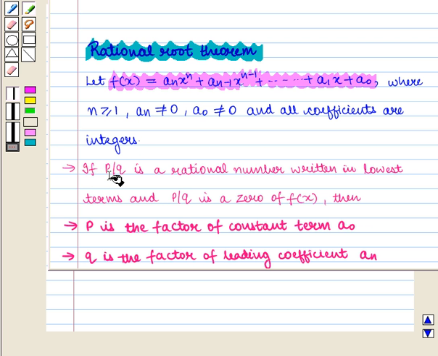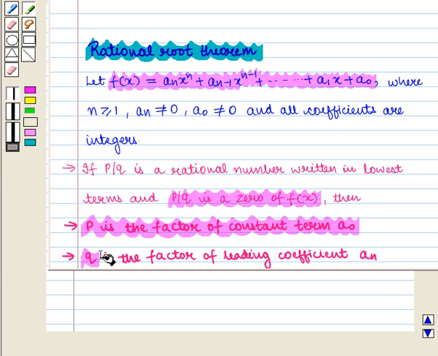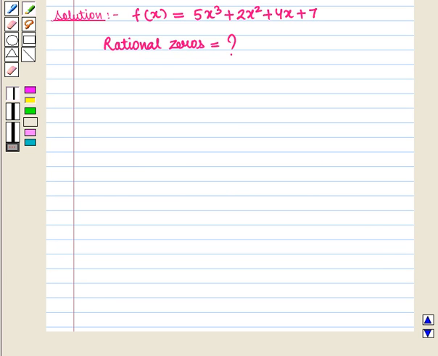Then, if p/q is a rational number written in lowest terms, that is, the greatest common divisor of p and q is 1, and p/q is a zero of f(x), then p is a factor of the constant term a₀ and q is a factor of the leading coefficient aₙ. With this key idea, we shall proceed to the solution.